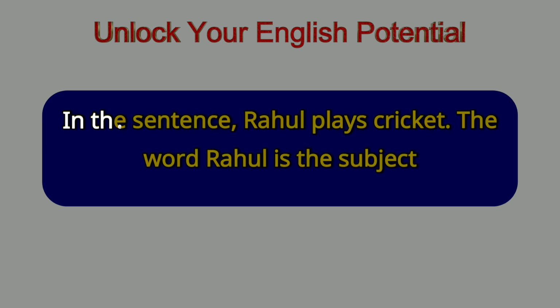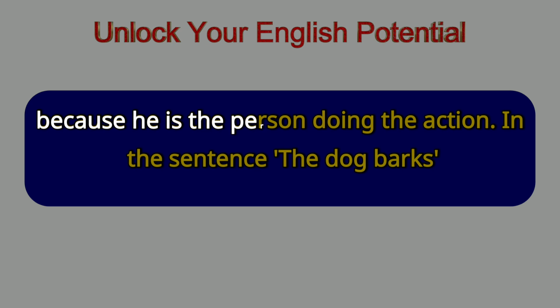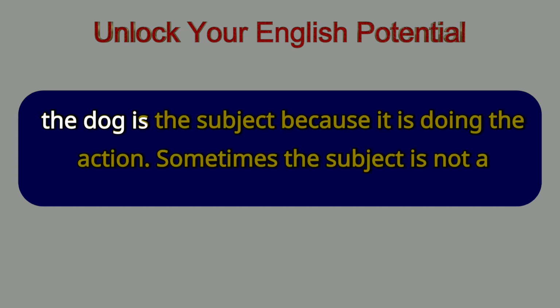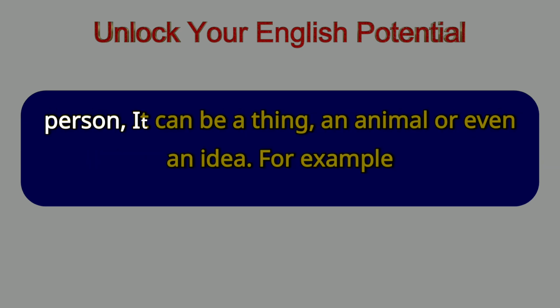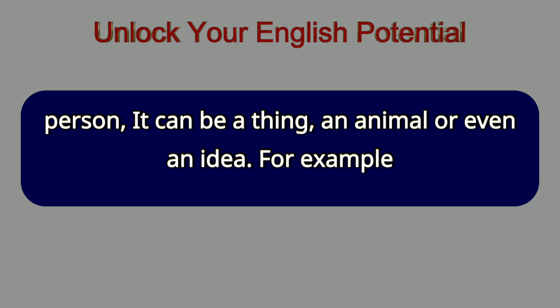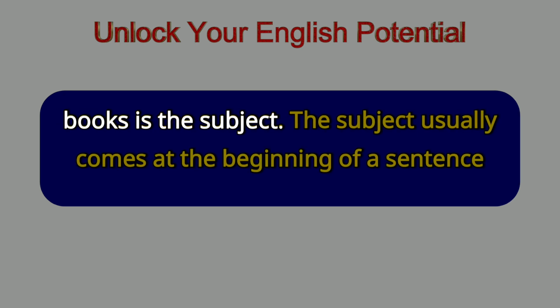For example, in the sentence, "Rahul plays cricket," the word Rahul is the subject because he is the person doing the action. In the sentence, "The dog barks," the dog is the subject because it is doing the action. Sometimes the subject is not a person. It can be a thing, an animal, or even an idea. For example, in "The sun rises in the east," the sun is the subject. In "Books help us learn," books is the subject.